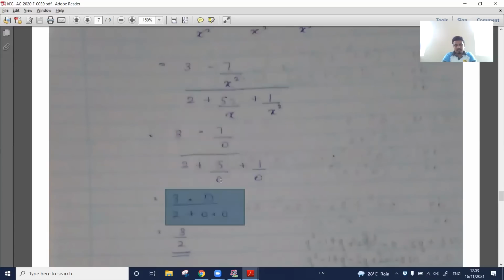So here it is 3 minus 0. Any number divided by, here it is not 0, right? It should be infinity.